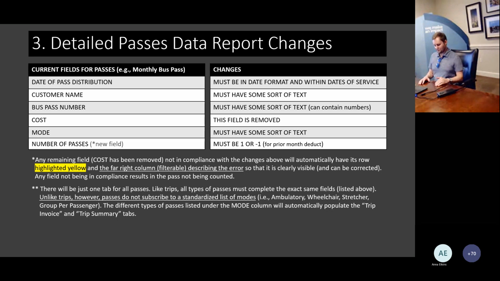Unlike that, the passes really aren't standardized. There's all kinds of different passes that are possible. You can have monthly in one service area, another service area has 30 days. You can have 2 weeks in one service area, another service area has 15 days. Then you've got discounted versions of that. You've got daily passes, you got single trip passes. So by having them all in one tab, it makes it a lot easier to populate the unique passes in the summary tab, and by extension, the trip invoice tab. And that's why we're doing that.